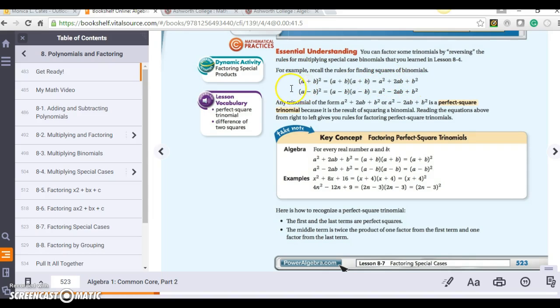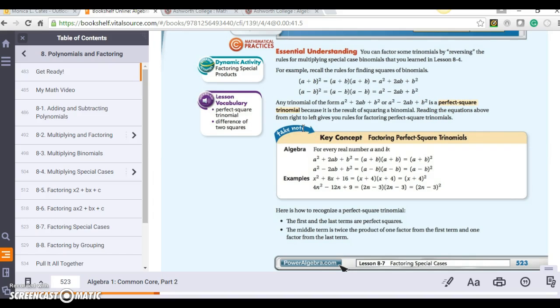So we know that this is a rule that we need to know: a plus b squared equals a plus b times a plus b, which is the same thing as a squared plus 2ab plus b squared. And the same thing for the minus. So any trinomial of the form a squared plus 2ab plus b squared or a squared minus 2ab plus b squared is called a perfect square trinomial. And we'll see some more examples of this.